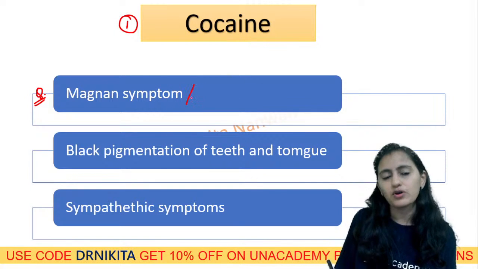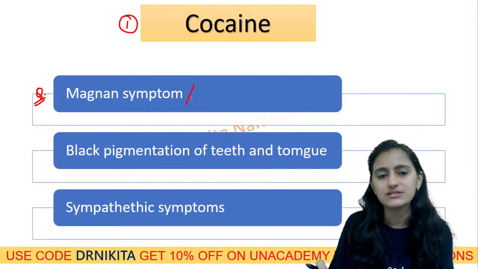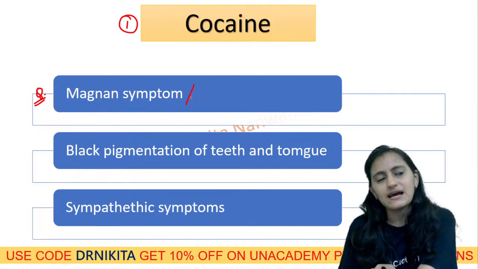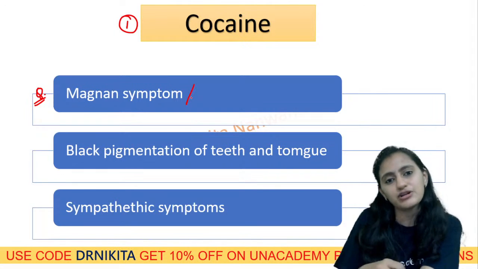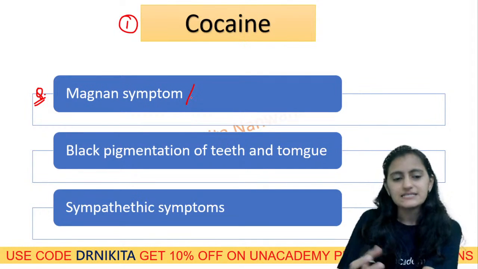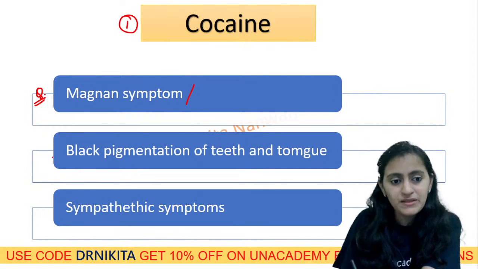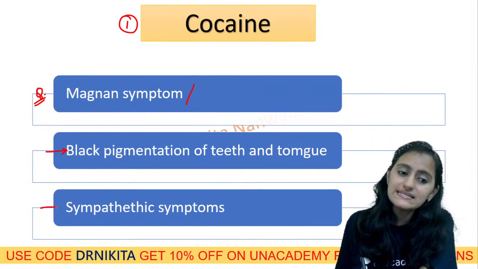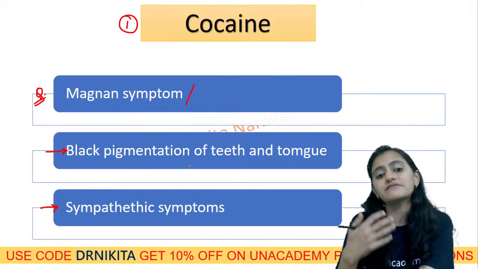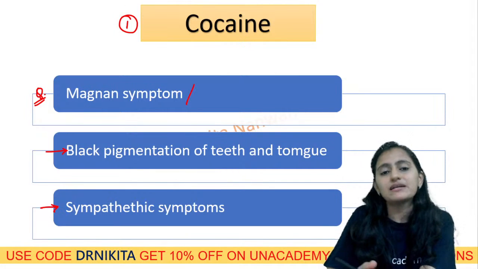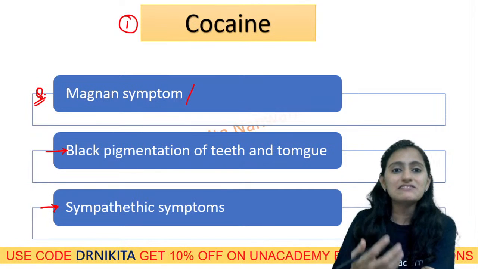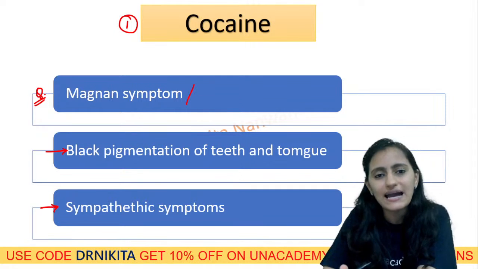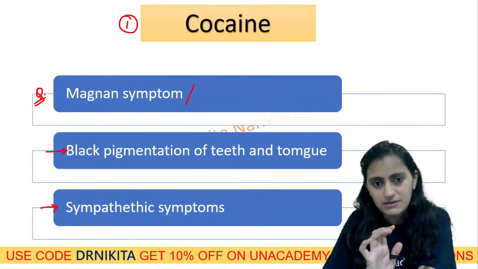Magnan symptom, or basically it is tactile hallucinations. There was a question asked in one of the exams: a patient feels that there are insects creeping on the skin. So basically tactile hallucination is seen with cocaine. Black pigmentation of teeth and tongue is seen with cocaine. And cocaine is a sympathomimetic. So it gives sympathomimetic symptoms like tachycardia, hypertension. It can even give angina and MI due to vasoconstriction and vasospasm. It can lead to gangrene. So remember, it is sympathomimetic.